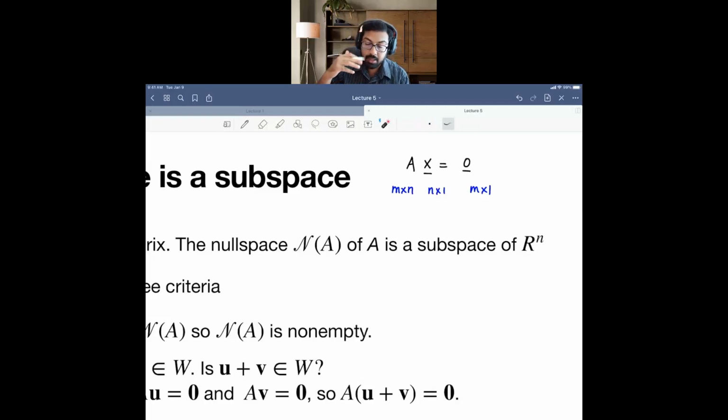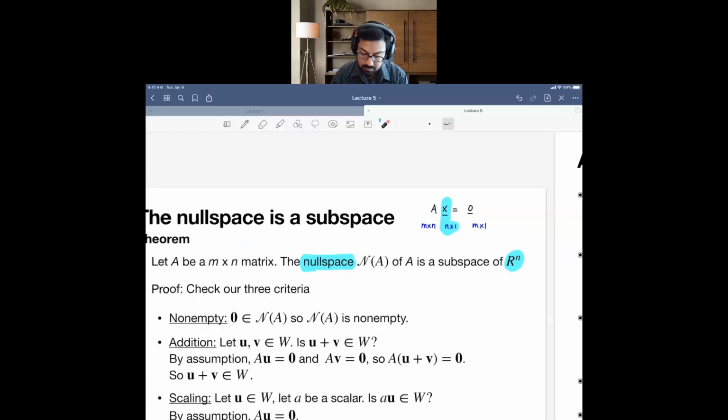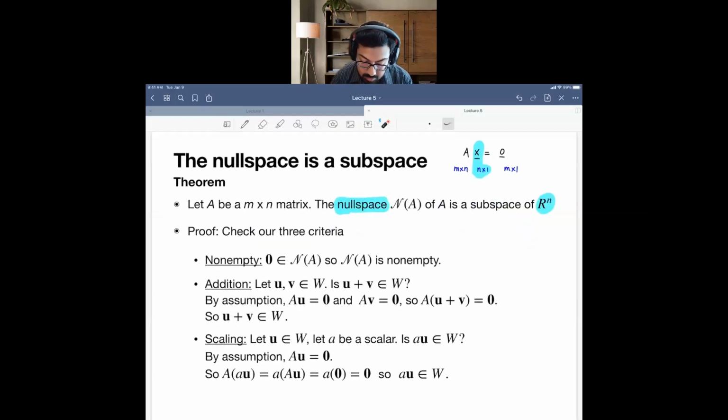So what is my null space? My null space is going to be all the x that satisfy this particular equation. So the null space is going to belong to R to the n, right? So the null space over here that satisfies that equation is going to be a subspace in R to the n, because this is n, right? So this is for any matrix A.